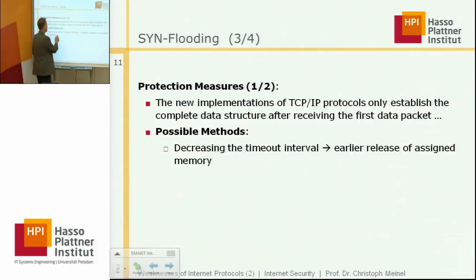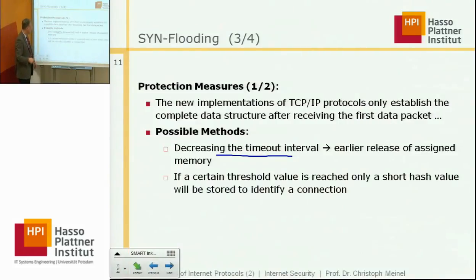One is to decrease the time interval, so an earlier release of the memory, because when the time span is too long, too many requests for establishing connections can be made. Another protection method against such TCP SYN flooding is, if a certain threshold value is reached, only a short hash value will be stored to identify a connection, not the full packet.